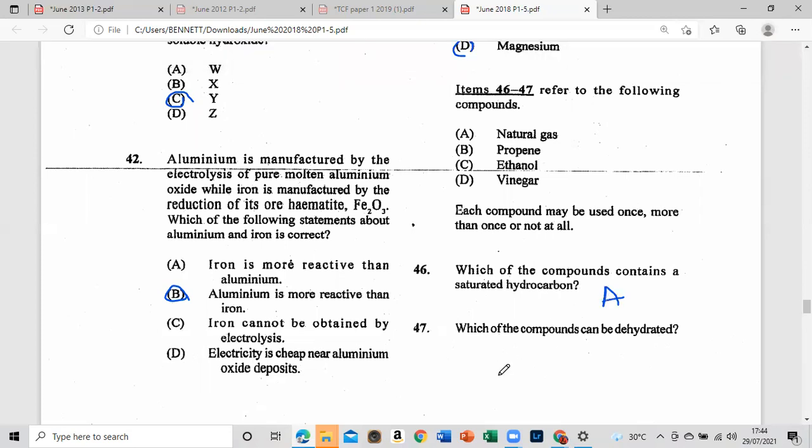Let's move on to 47. Which of the compounds can be dehydrated? And that would be C, ethanol.